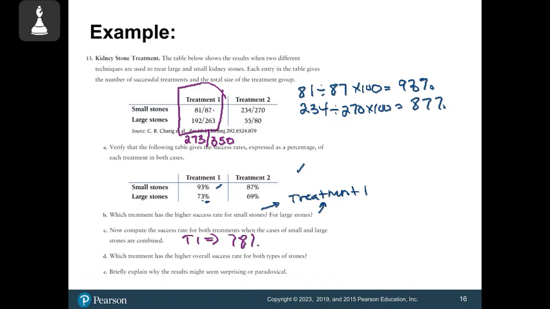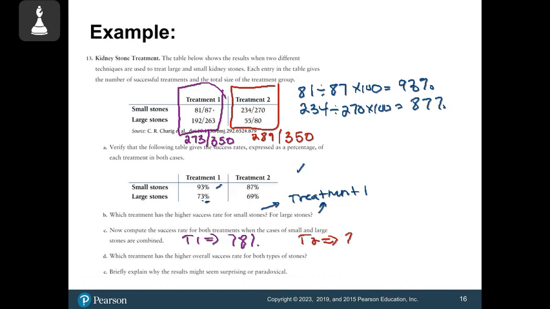I'm going to do the same thing with treatment 2. So I'm going to combine all these together. 234 plus 55 is 289. Out of, if I take 270 plus 80, that is 350. And then 289 out of 350, treatment 2's average overall is 83%.